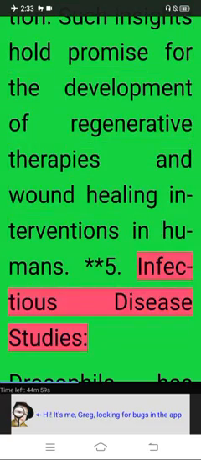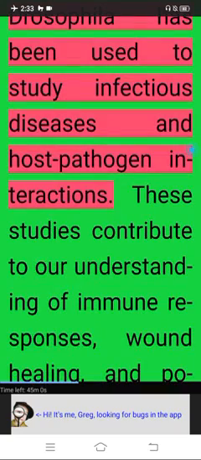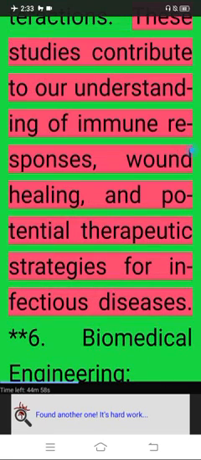5. Infectious disease studies. Drosophila has been used to study infectious diseases and host-pathogen interactions. These studies contribute to our understanding of immune responses, wound healing, and potential therapeutic strategies for infectious diseases.